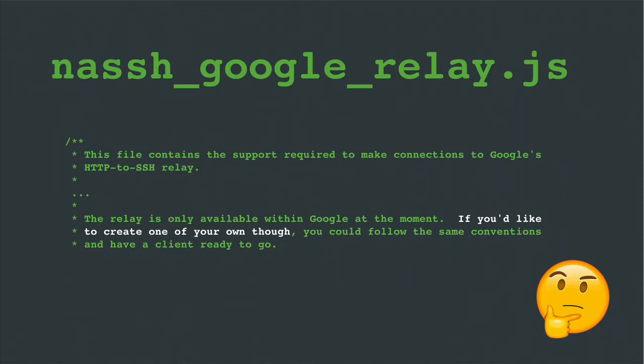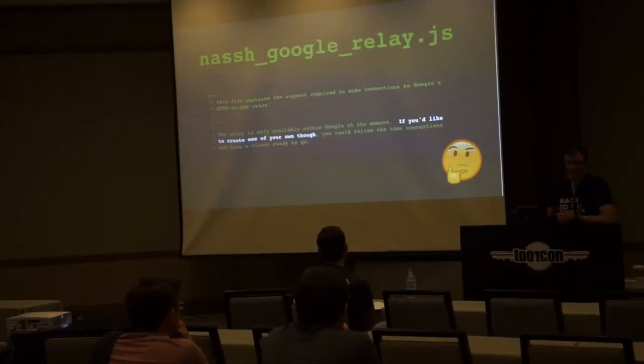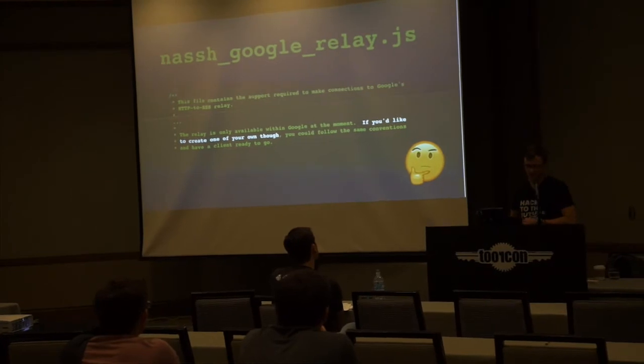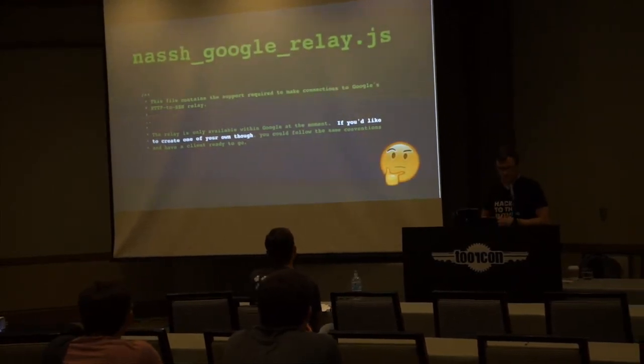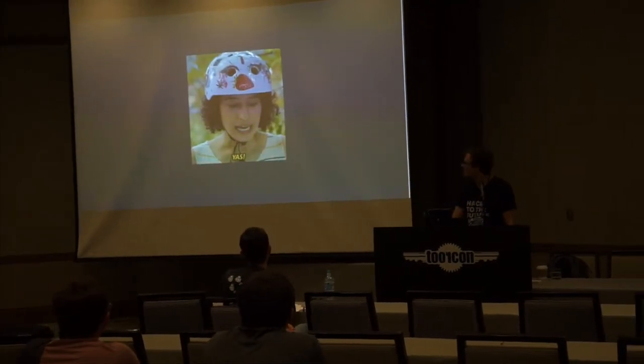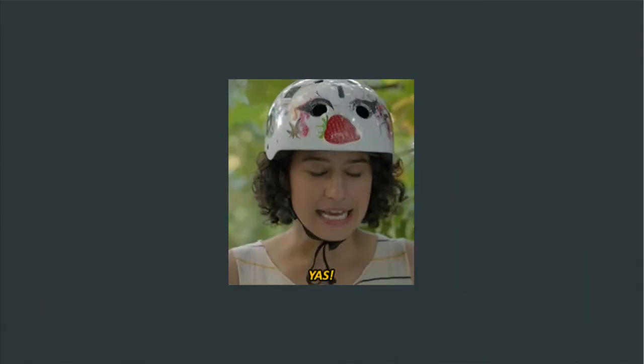So when we were trying to figure this out, we knew we wanted our solution to work with Chrome Secure Shell. Fortunately, Chrome Secure Shell is open source. We knew about this relay options text field. If you look at Chrome Secure Shell, this file in particular is responsible for handling that, and it actually talks about Google's internal HTTP to SSH relay. And although Google says in this file that the source code isn't available and they don't have any public relays, there's enough information here for you to probably create one of your own, which we wanted to. That's an actual GIF of my face when I figured that out.